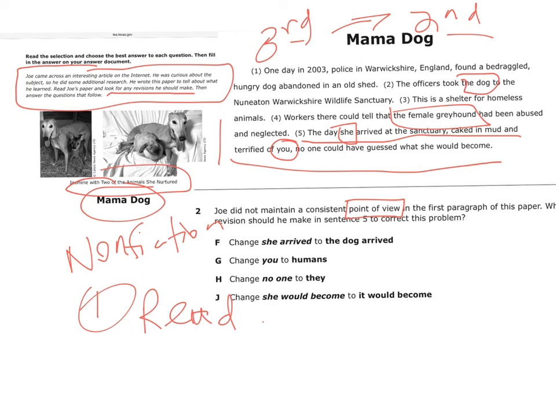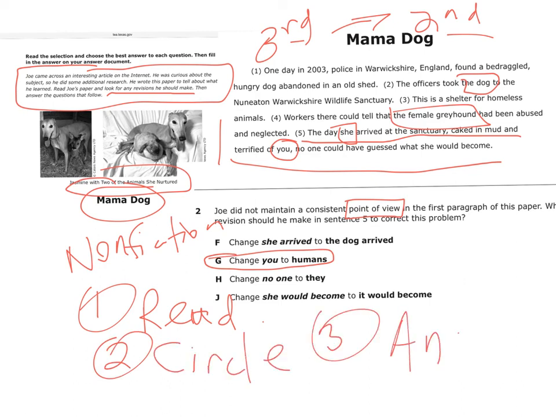In question number 2, the best answer choice is G. Change you to humans, because humans is in third person, just like the dog, she, the rest of the passage. You don't want to just change point of view for no reason. Keep in mind that you're reading and circling anything that looks wrong, okay? And then the last thing you're going to do is, of course, answer the question.